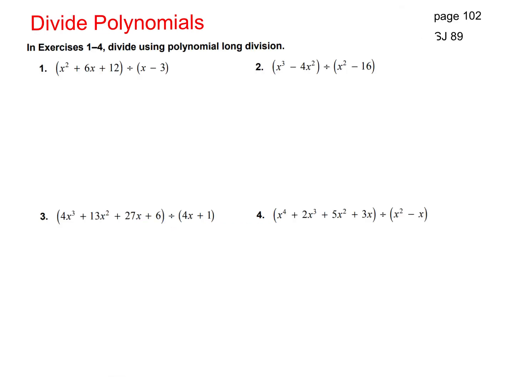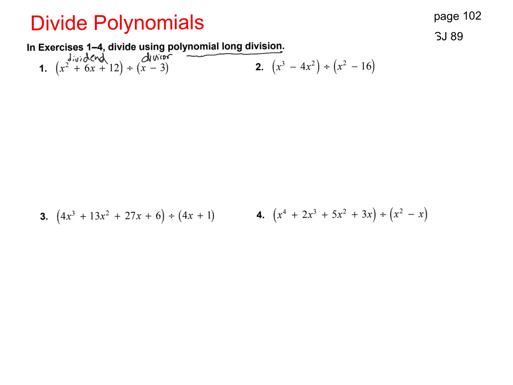Now we're going to do polynomial long division. I want you to notice, I do need to point this out. This is the dividend. This is the divisor on every one of these. My divisor on number 1 is x minus 3. It's a linear divisor. So if I knew how to do synthetic division and my instructions did not say to use long division, then I could use synthetic division on that one.